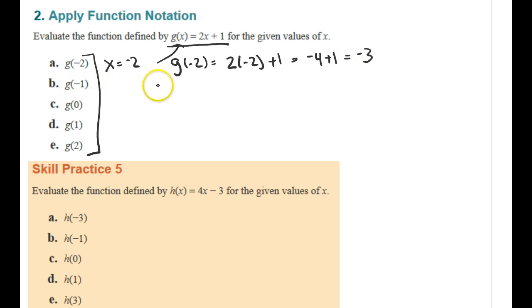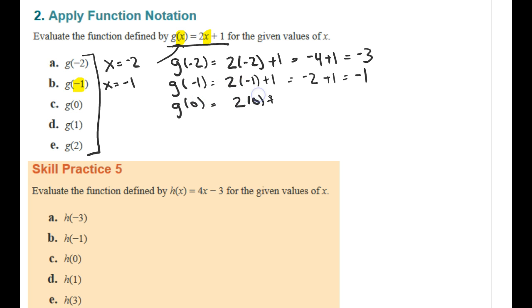Here this is saying g at minus 1. The x value is what's in parentheses here, and that corresponds to any x value in the function or in the relationship. So I have 2 times minus 1 plus 1, which is minus 2 plus 1, which is minus 1. G of 0 means I'm plugging in 0 for x: 2 times 0 plus 1, which would be 0 plus 1, which would be 1. And you can finish the other two.